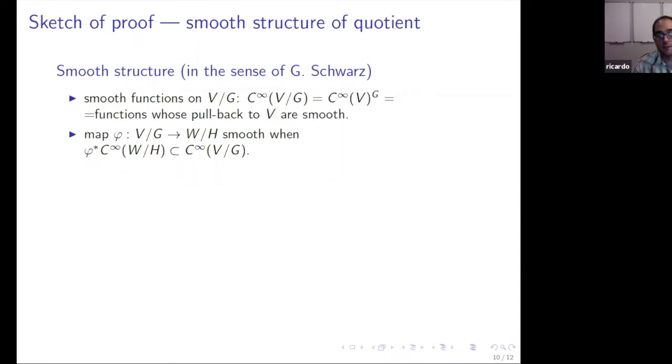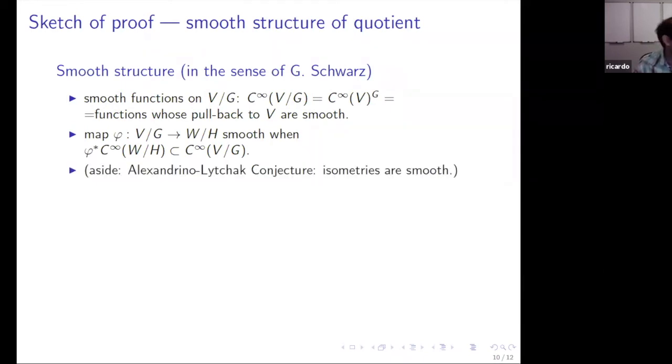Now the proof of the main theorem from the talk uses two results about smooth structure. The first one, oh, sorry, before I get into that, I can't really resist talking about the Alexandrino-Lytchak conjecture, which is about this stuff, namely that isometries are smooth. This is an open conjecture. Is it true that if this map I wrote before is an isometry, it is always smooth? This would generalize lots of interesting things, like the Chevalley restriction theorem, the Luna-Richardson theorem, and so on. Anyway, this is an open conjecture.